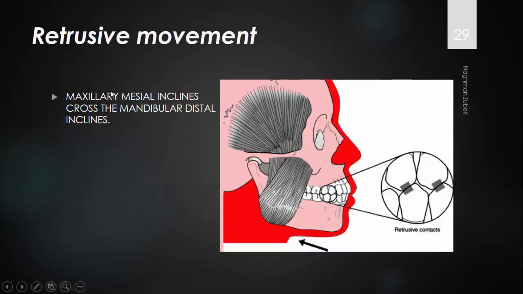Now it is totally opposite. In protrusive, there were mesial mandibular inclines passing in relationship to the distal maxillary inclines. But here they are the distal mandibular inclines and mesial maxillary inclines.